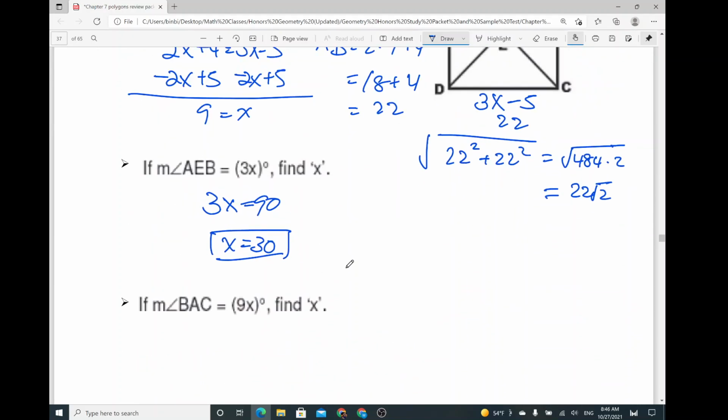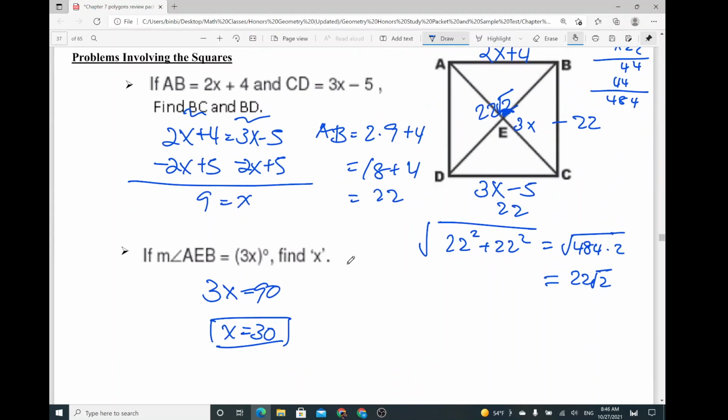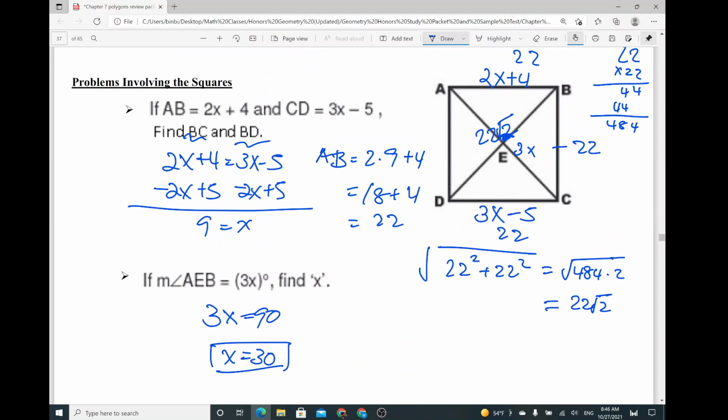Now find the measure of angle BAC. So BAC, which is 90 degrees, find x. So let's see, BAC right here.